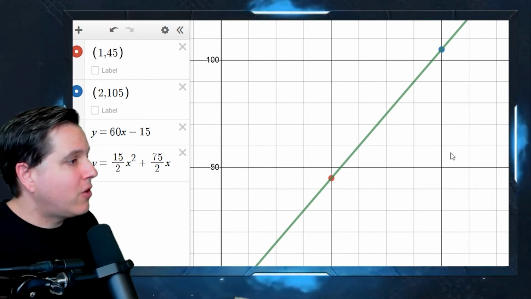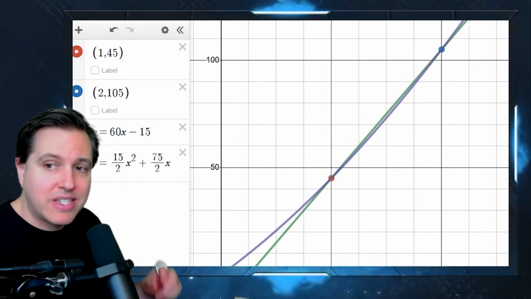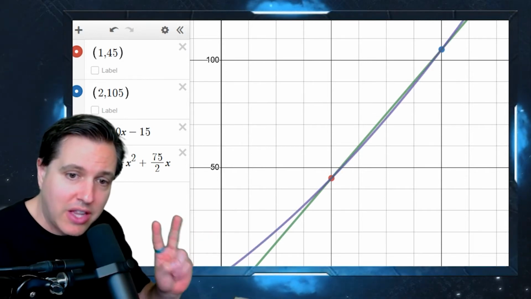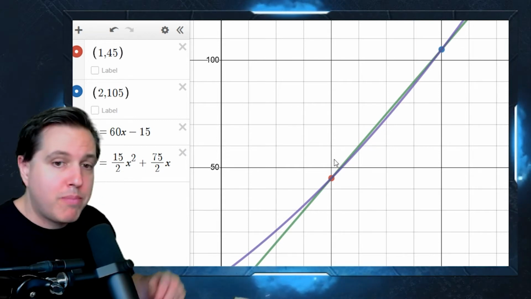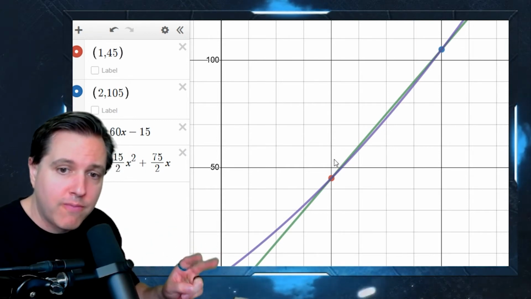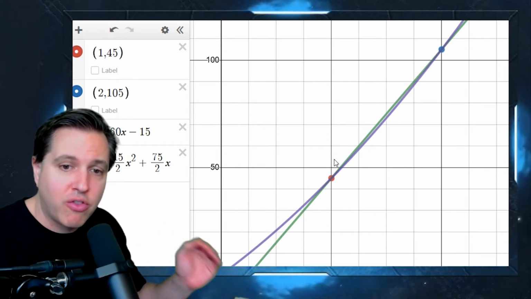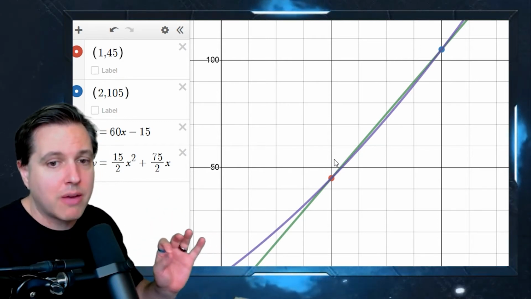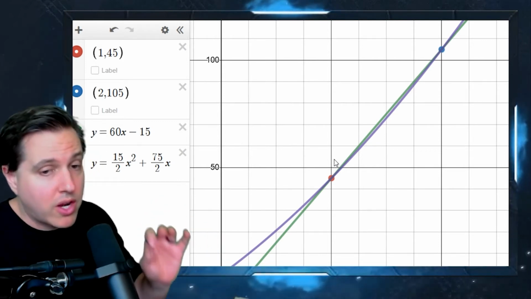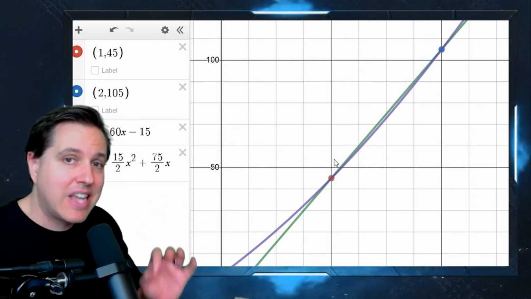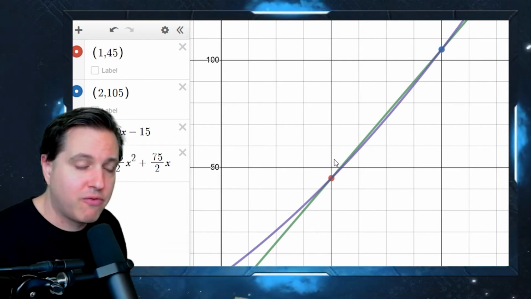Okay, so that's how you find the equation of a secant line. Remember, a secant line is when we know 2 points on the line, right? So we have some curve here, this purple curve. We picked 2 points on that curve, and we found the equation of the line through it. That's a secant line. We're going to talk about something called a tangent line in just a moment. It's a little bit different. So you want to know the difference between a secant line and a tangent line because they represent different things.